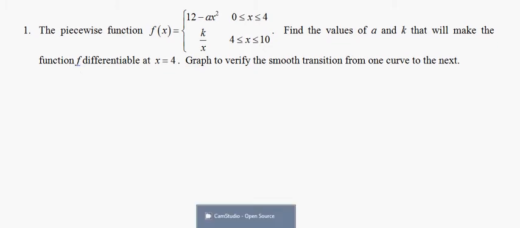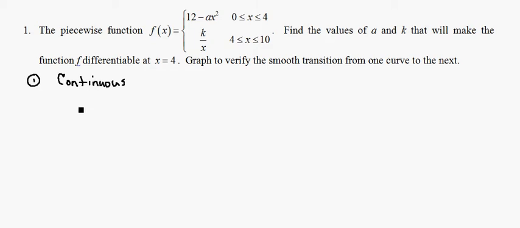Now, this is a little bit of a tricky problem, because in order for us to be differentiable at x equals 4, we've really got to have two things occur. Number one, we've got to have the graph be continuous there. And that's what we're going to start with. Now, we could invoke the technical limit definition of continuity. But at the end of the day, both of these functions, 12 minus ax squared and k divided by x, are perfectly continuous if x was 4.